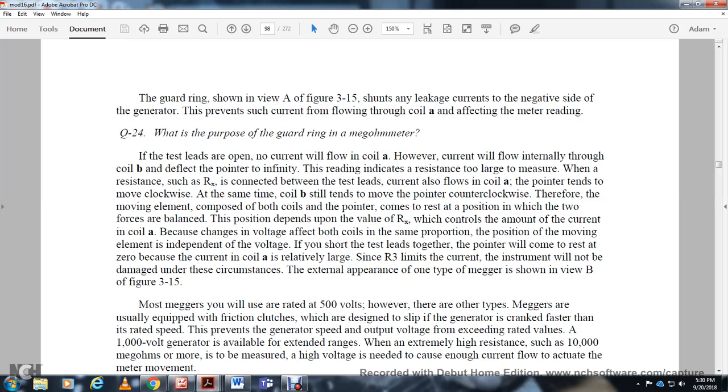When the leads are shorted together, the pointer will come to rest at zero. The current through coil A is relatively large, since the resistance is low, but the instrument will not be damaged. An exterior view of one type of megohmmeter is shown in view B of figure 3-15.